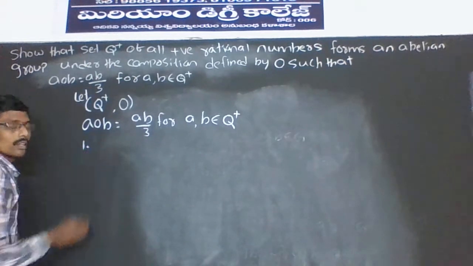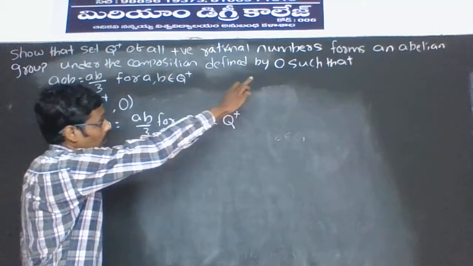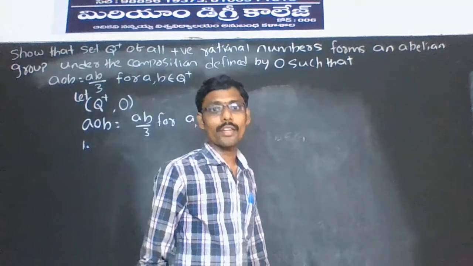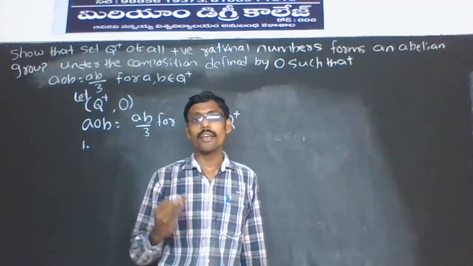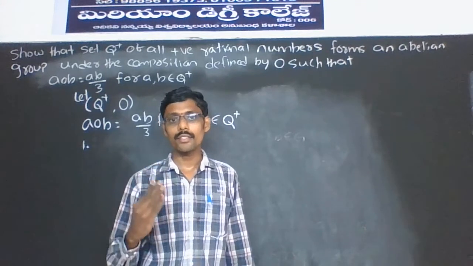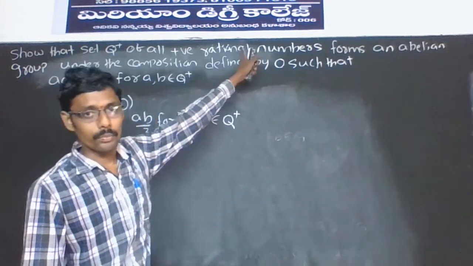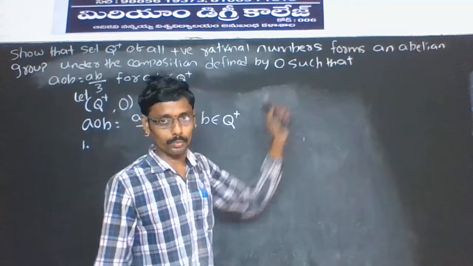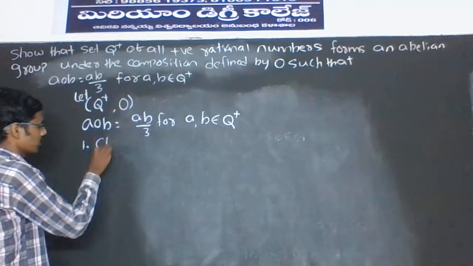To show it forms an abelian group, we must satisfy closure law, associative law, existence of identity, existence of inverse, and also prove that it is a commutative group. First one, closure.